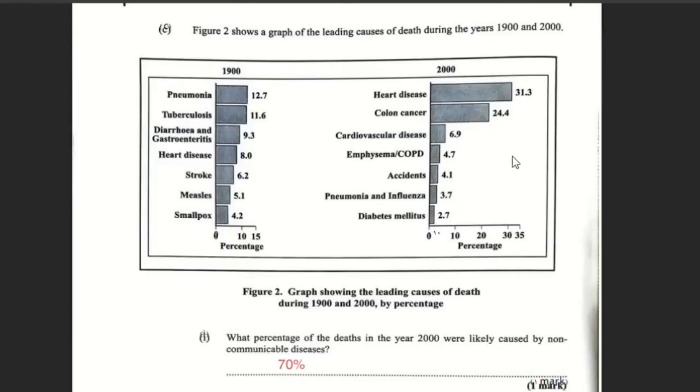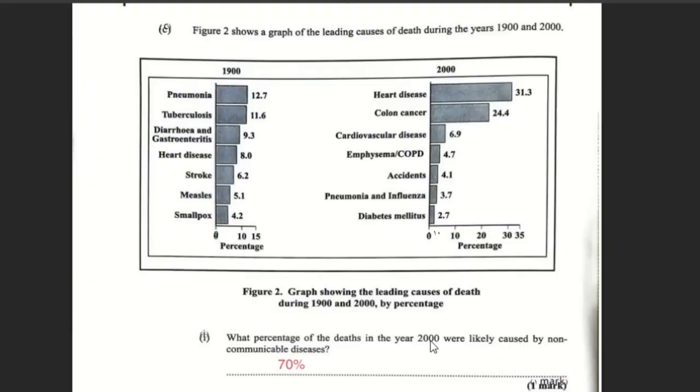Right, so basically it says figure 2 shows a graph of the leading cause of death during the years 1900 and the year 2000, right? So basically, this is 1900, this is 2000. So basically it's saying what percentage of the deaths in the year 2000 were likely caused by non-communicable diseases. So first we're going to have to look at 2000 since that is what it asks for.